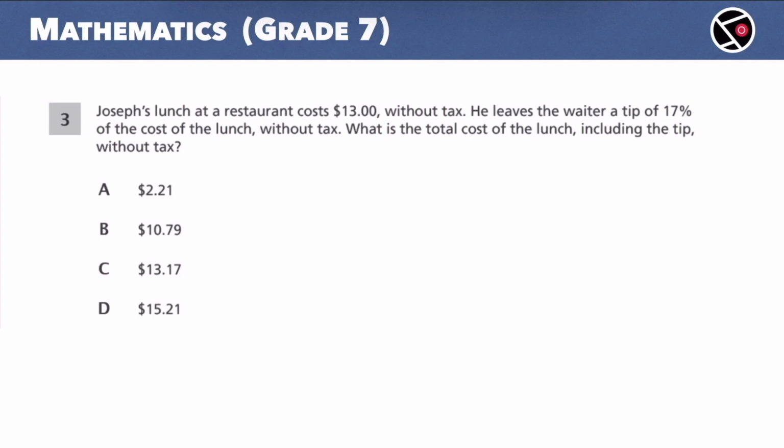Problem number 3. Joseph's lunch at a restaurant costs $13.00 without tax. He leaves the waiter a tip of 17% of the cost of the lunch without tax. What is the total cost of the lunch, including the tip, without tax? So, Joseph pays $13. He also pays 17% of 13 as tip. So, we have 13 plus 17%, which can be represented as 17 divided by 100. Of is multiplied. And then we have 13. We get 13 plus 17 times 13 divided by 100.